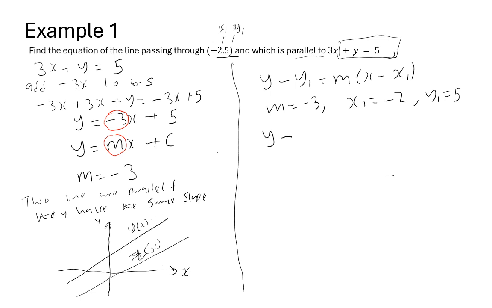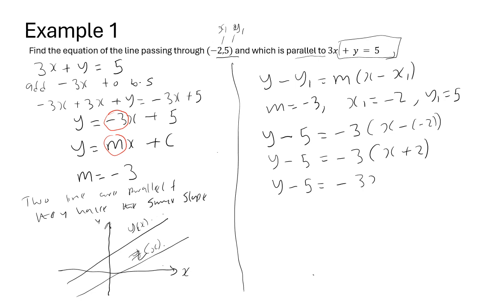Then we'll have y - y1, which is 5, equal to m, which is -3, times (x - x1), where x1 is -2. So we'll have y - 5 = -3(x - (-2)). Minus times minus is plus, so it will be plus 2. Then from here, y - 5 = -3(x + 2), and we can expand this. It will be -3x, and -3 times 2 is -6.